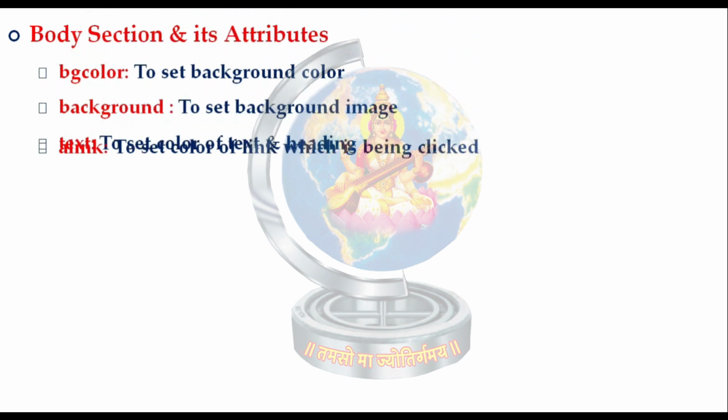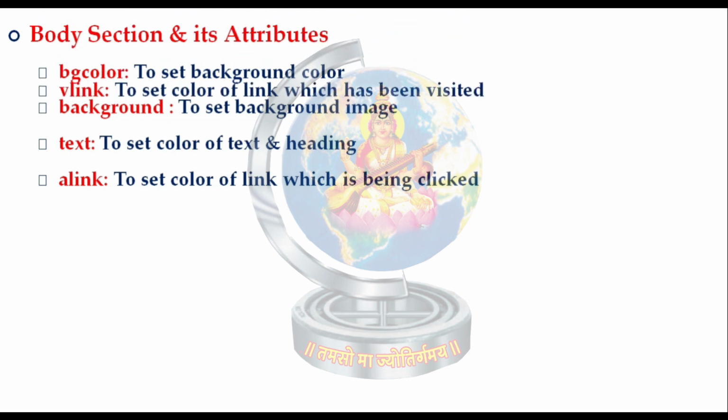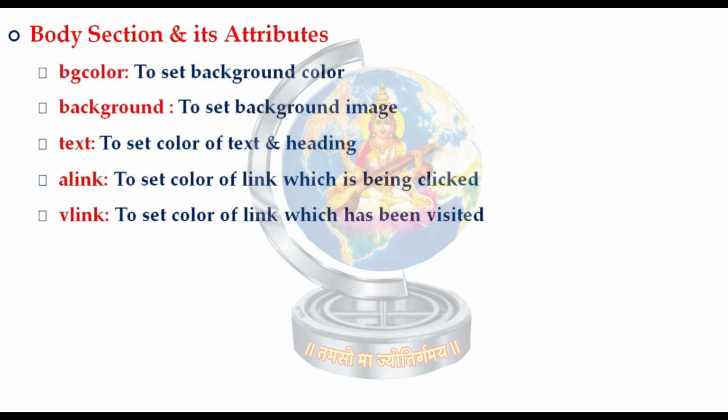Then the fourth attribute we have seen is link. It helps us set the color of a link. Whenever you click on that link, if you observed in the previous video, the color of the link gets changed. That color can be changed with the help of the active link, or you can call it the link attribute. And the last attribute we saw in the previous video is vlink. Vlink stands for visited link, which means the link which we have already visited, the color of that particular link will get changed, and that color change is possible with the help of vlink. So we have seen these 5 attributes of the body section in our previous video.